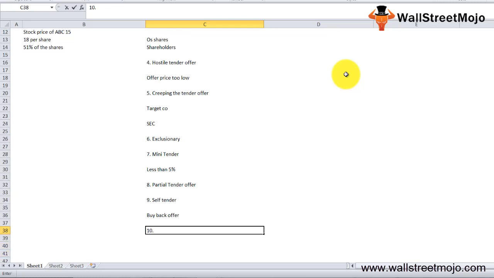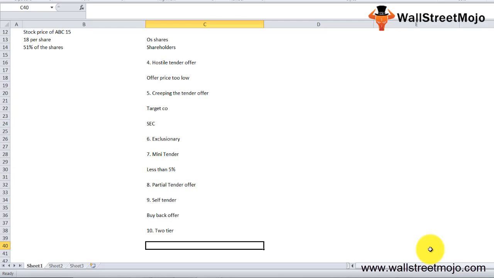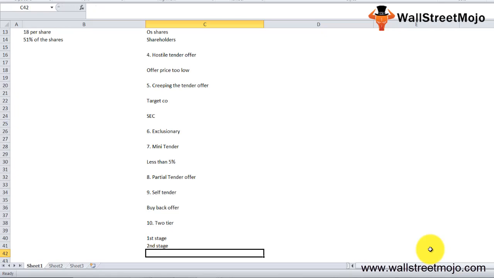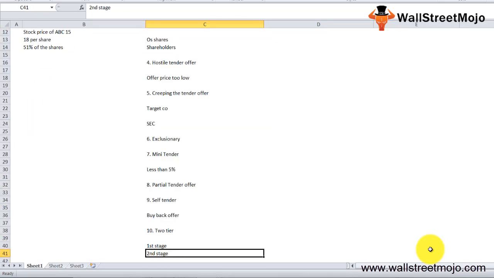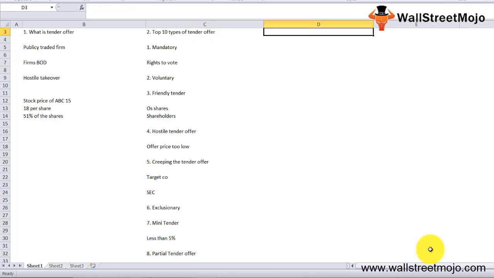Next is the two-tier. Initially, in the case of two-tier, the acquiring company will make a tender offer to obtain voting control of the target company. In the first stage there will be a tender offer for voting control of the acquired company, and in the second stage the rest of the shares will be purchased. So these were all the 10 types that you should have an understanding and knowledge of regarding how the tender offer works. Then let's understand the process of the tender offer.